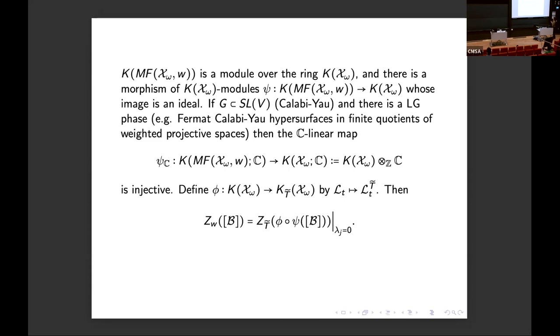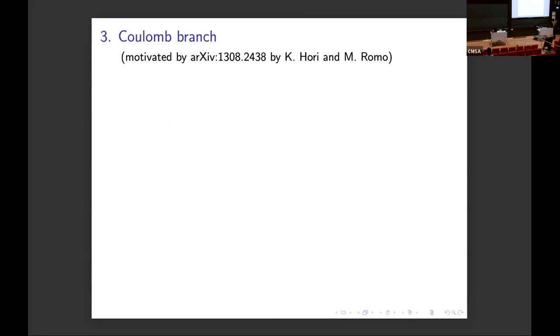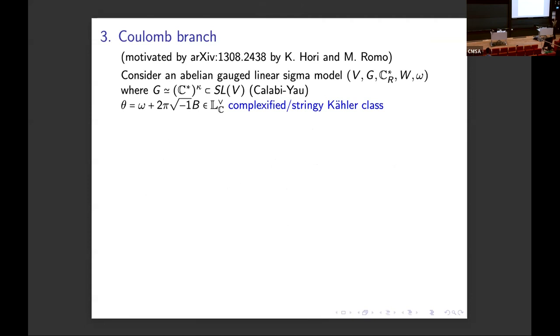Next, I would like to describe the Coulomb branch. This is motivated by Hori and Romo. In the Coulomb branch, we have the same data, V, G, C star, W, omega. Here we consider G to be a torus, in the diagonal torus and also inside SL V. So the quotient will be a toric Calabi-Yau orbifold. Now we complexify this parameter; we also have an imaginary part, which is usually referred to as the B field. So omega is an extended Kähler class because in the orbifold phases it actually includes the twisted sectors.